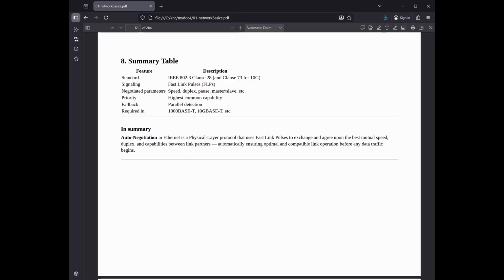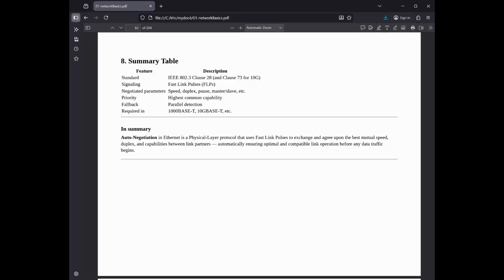Advantages of auto-negotiation: auto-negotiation is the recommended and default configuration for most network devices today due to several key benefits. Simplified deployment and management: it eliminates the need for manual configuration of speed and duplex settings on every network port, saving time and reducing human error during installation or device replacement.